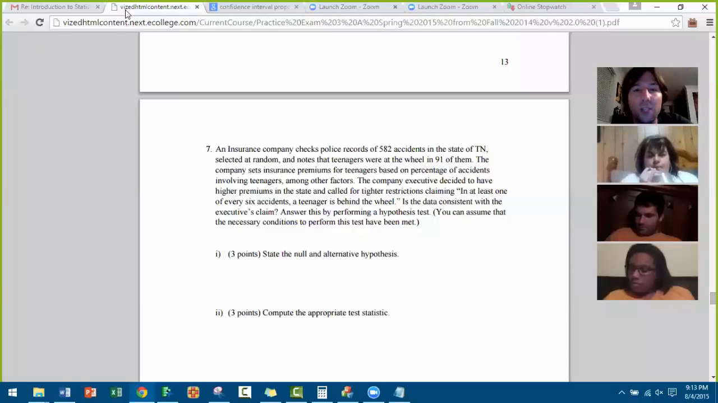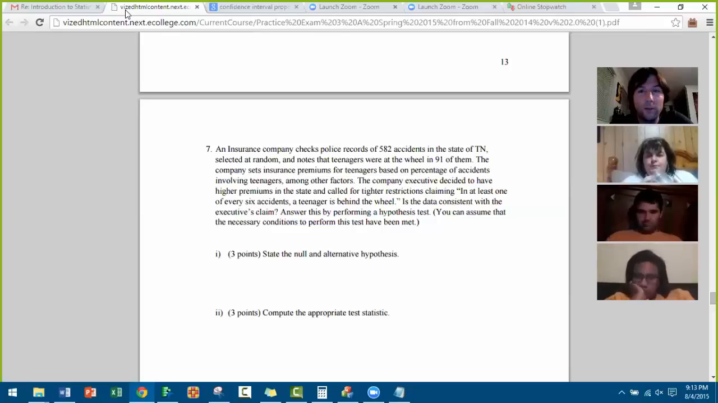An insurance company checks the police records of 582 accidents in the state of Tennessee, selected at random, probably a condition, and notes that teenagers were at the wheel in 91 of them. What are they answering here? They're answering the question, was a teenager at the wheel or was a teenager not at the wheel? This is a categorical response. You can't get the mean of teenagers at the wheel. It's not a number. So this is a categorical response right here.